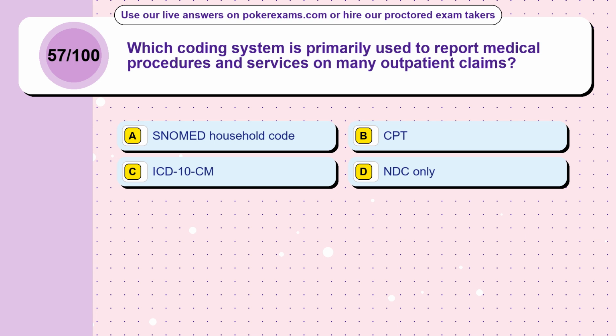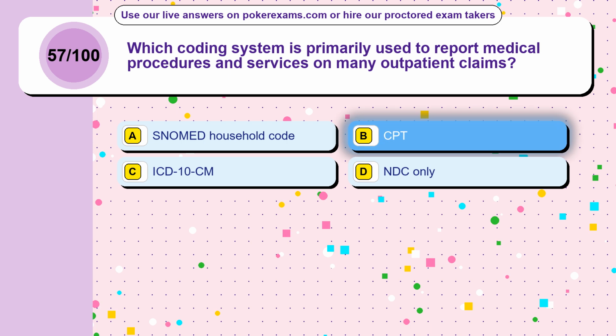Question 57. Which coding system is primarily used to report medical procedures and services on many outpatient claims? Option A. SNOMED Household Code. Option B. CPT. Option C. ICD-10-CM. Option D. NDC only.